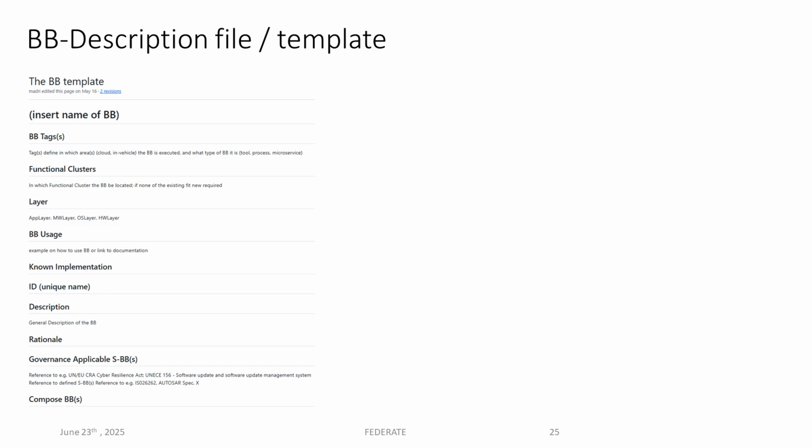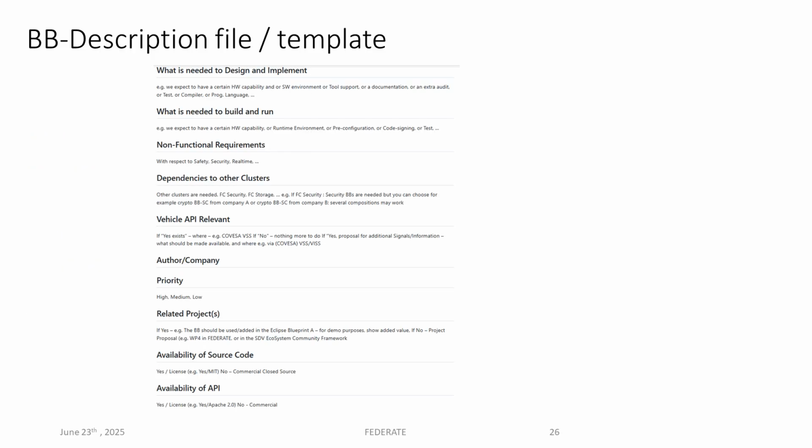So then we have a description of the building block. That's some general description, what it does, so rationale, what problem you want to solve with it. Then there is the governance, applicable SPPs. So if you have to fulfill some regulations or have to develop against some standards, then add here the standards, if known. Then compose, if it consists of several building blocks, as a huge building block. Then what is needed to design and implement? Is there some special hardware needed or whatever? What is needed to build and run? So are there special tools needed, special compilers and so on?